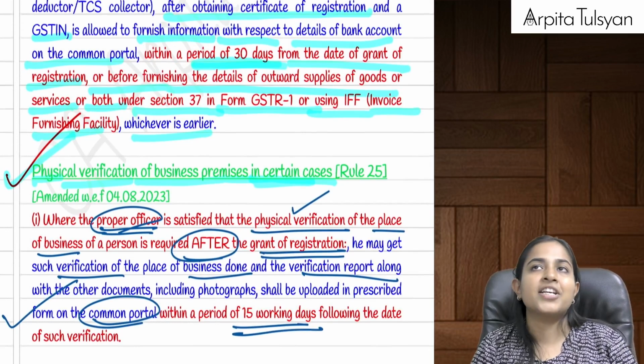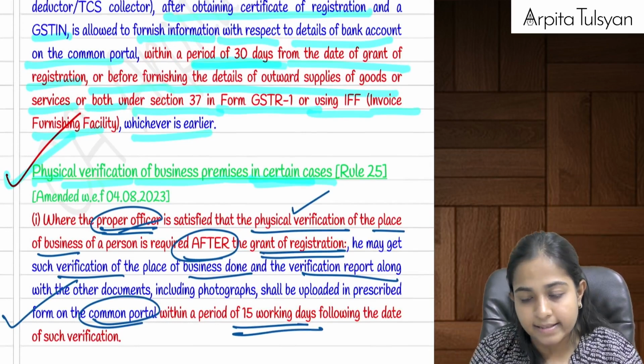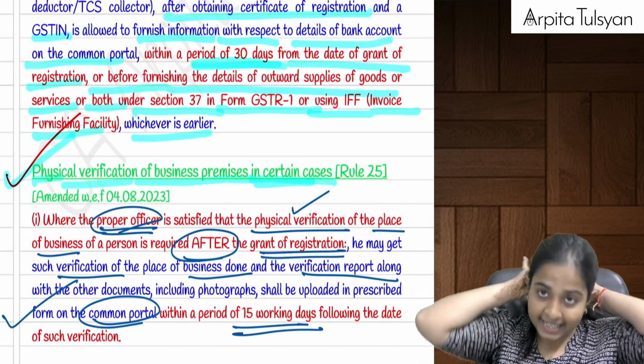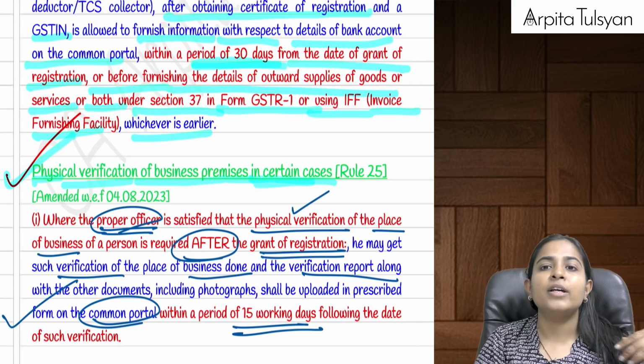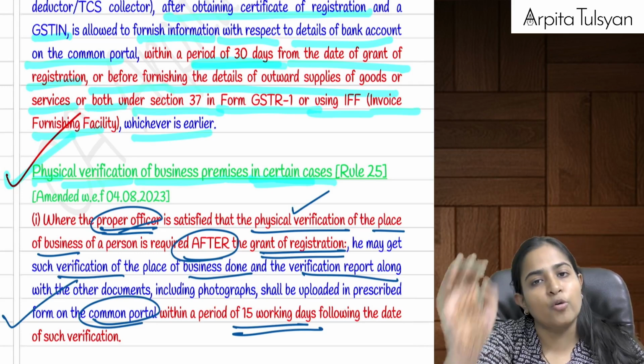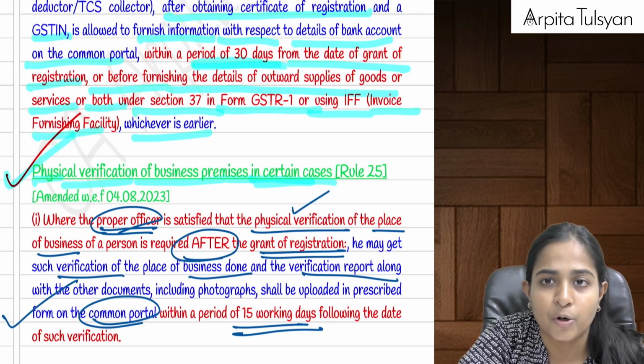Now physical verification can be done by the proper officer in two cases. One is, let's say they granted you the registration, everything was okay, but then after granting you the registration, they told you that now we want to do physical verification. Can they do or they cannot do?